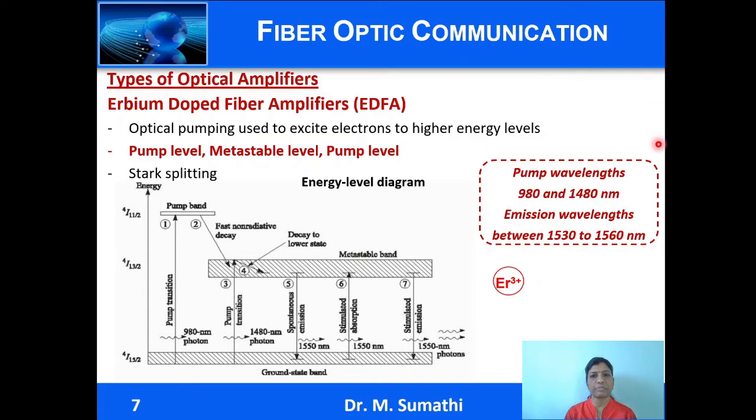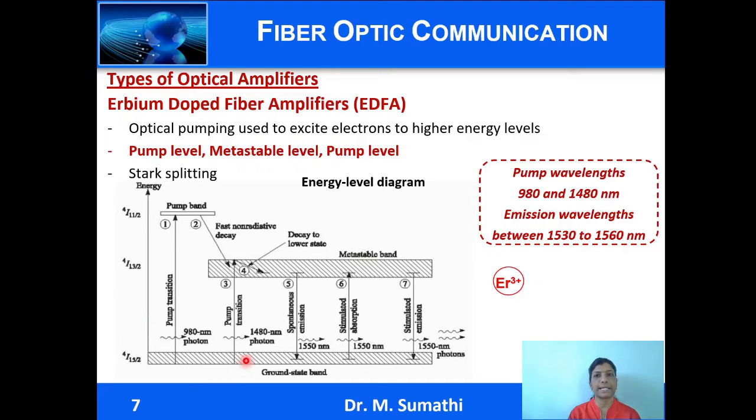In case of doped fiber amplifiers, optical pumping is used to excite electrons to higher energy levels. That is, the electrons gain energy from the incident photon and move to higher energy states. When silica is doped with erbium, 3 electrons from the outer shell of erbium are available for conduction. So we have an erbium ion Er3+. We shall discuss the operation of the erbium doped fiber amplifier using the energy state diagrams.